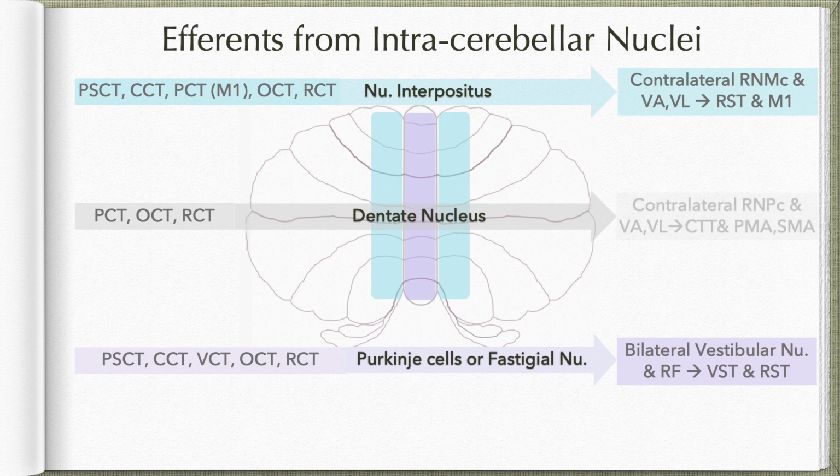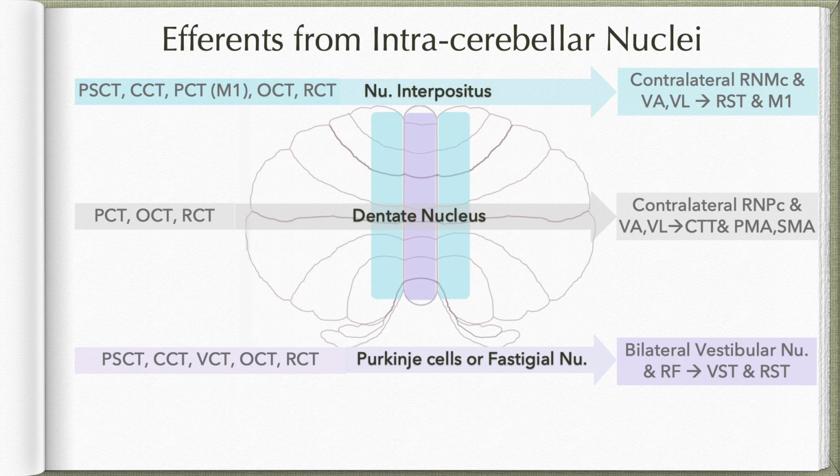From the dentate nucleus, the efferents will travel to the contralateral parvocellular part of the red nucleus. From there, it will reach the inferior olivary nucleus via the central tegmental tract. Now, this is the part which is involved in motor learning. Or they will reach the ventral anterior and ventral lateral nucleus of the thalamus, and from there to the premotor area and supplementary motor area, which is involved in motor planning.